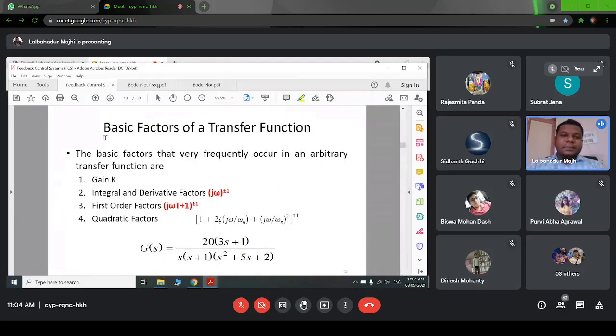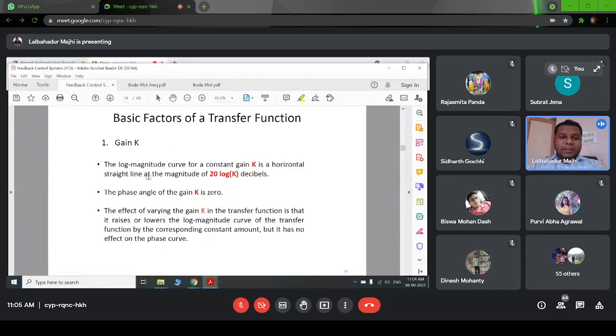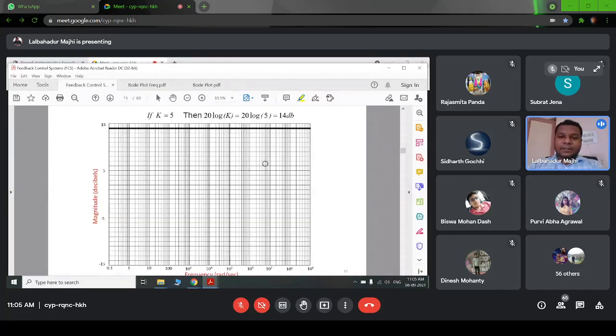Then we discuss these basic factors of our transfer function, right? The gain, the pole or zero at the origin, or we can say integral or derivative factor. Similarly, the first order factor, which may be in the numerator or the denominator. And the last one is the quadratic factor. So we discussed the shape of the log magnitude curve for the constant gain k. This will be a horizontal straight line at the magnitude of 20 log k, and the phase angle of gain k will be 0. Right? We have discussed all these things.